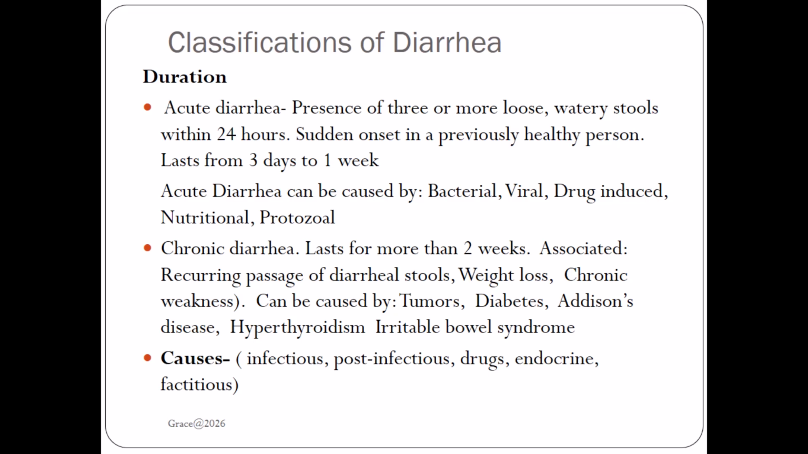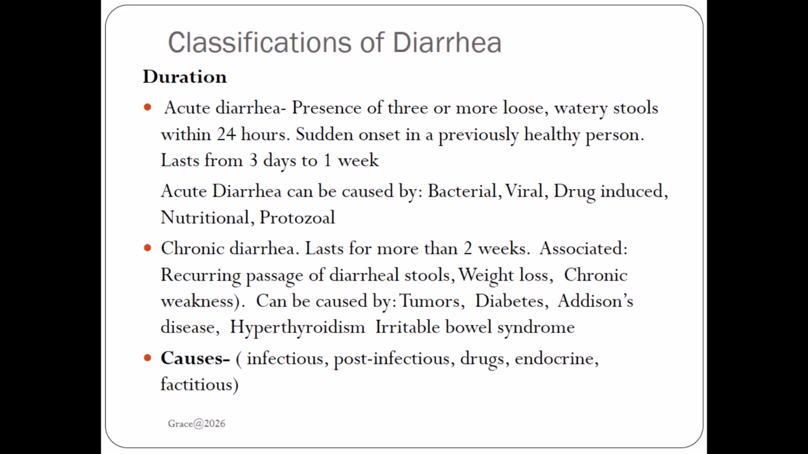We can classify diarrhea based on the duration. If it has not taken a longer time, we can say that's acute diarrhea, and it presents as 3 or more loose watery stools within the first 24 hours. We can also have what we call chronic diarrhea, whereby it will last for more than 2 weeks, and it is associated with the recurring passage of loose stool.